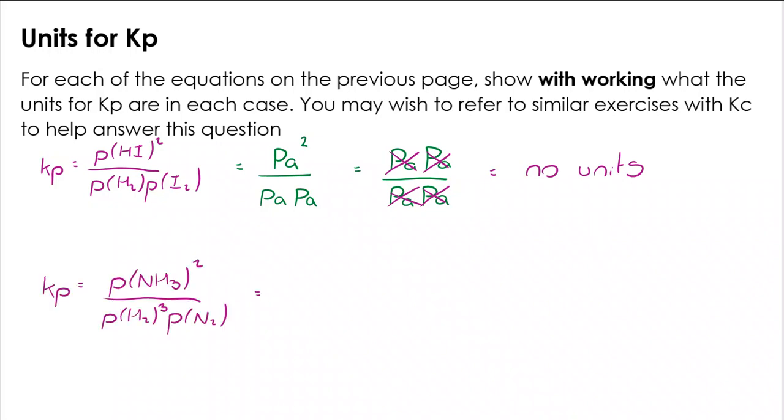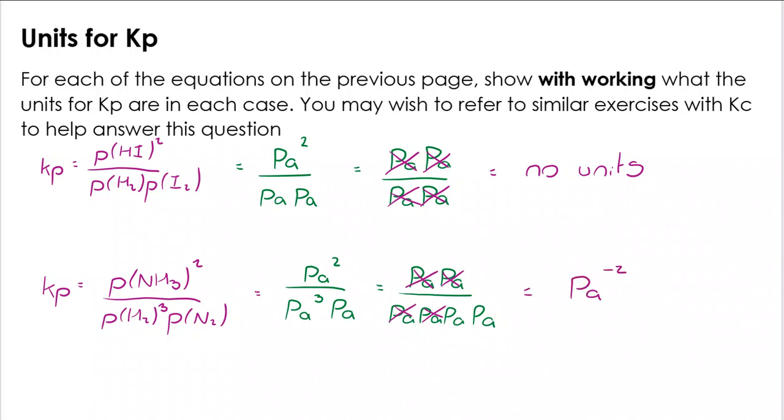Now do the same for the next one. So on this one, I've got Pascal squared on the top and Pascal cubed and Pascal on the bottom. Once again, just to illustrate this clearly, I'm going to expand those out. Pascal, Pascal over Pascal, Pascal, Pascal, Pascal. And I can cancel out 2 of the Pascals on the top and 2 of the Pascals on the bottom, leaving me with 1 over Pascal squared, which in standard form I would write as Pascal to the minus 2.